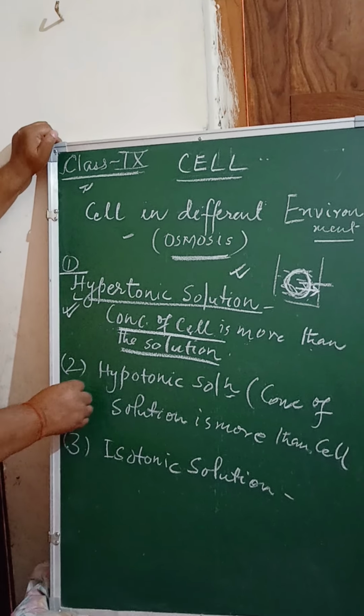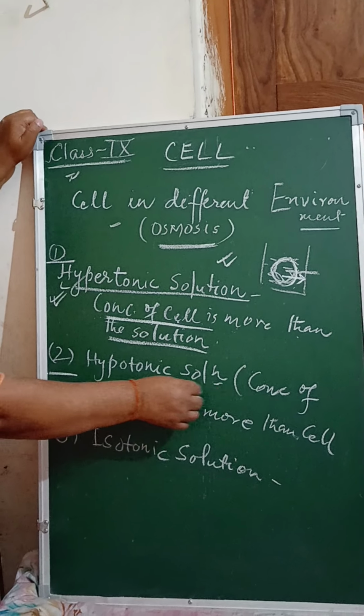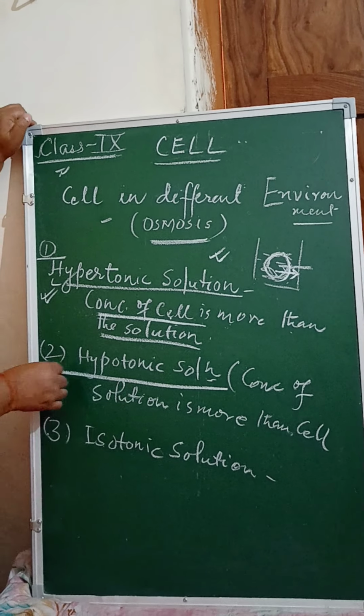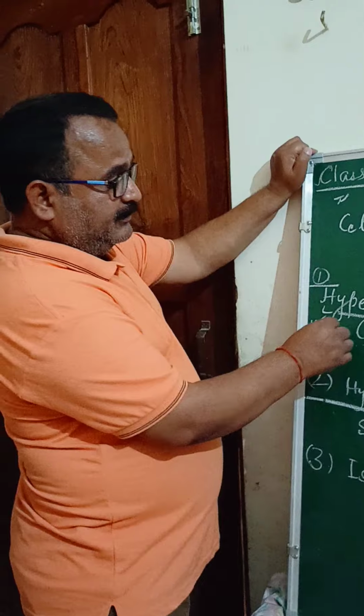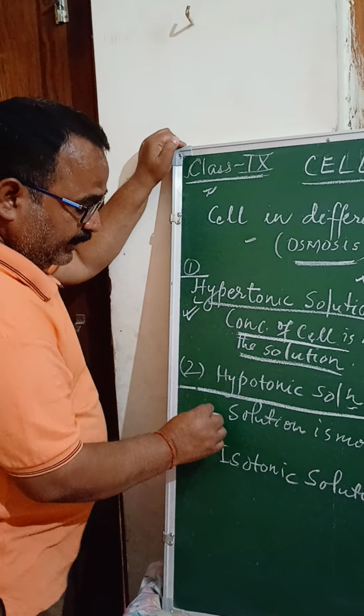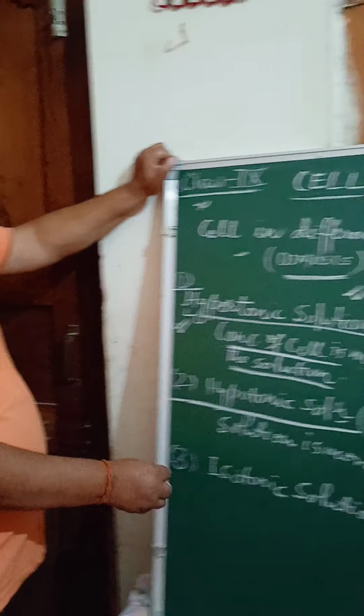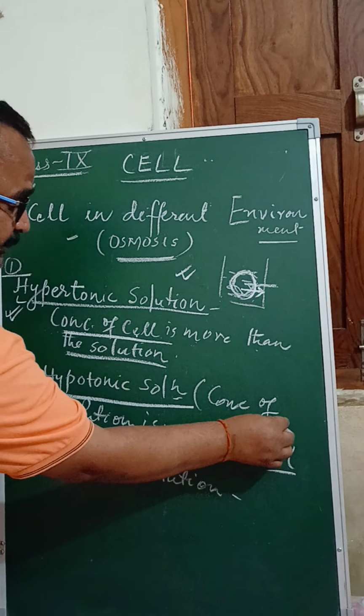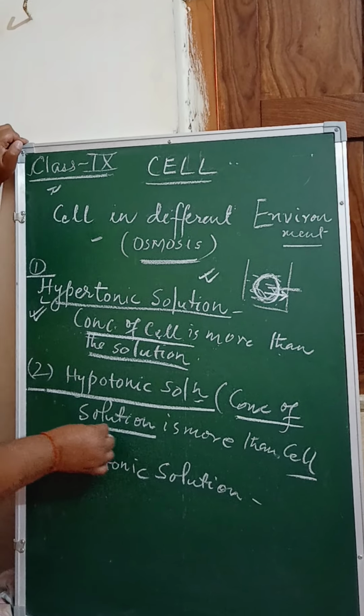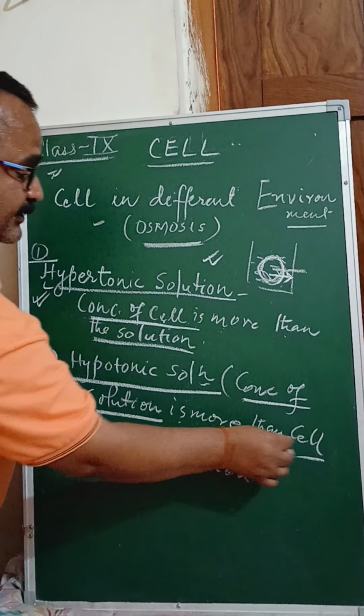In the second case, as we know, this is a hypotonic solution. As we said, in a hypertonic solution, what is the condition of the concentration of the solution and the cell? The concentration of the solution is more than the cell.